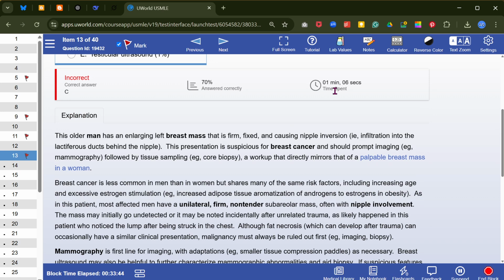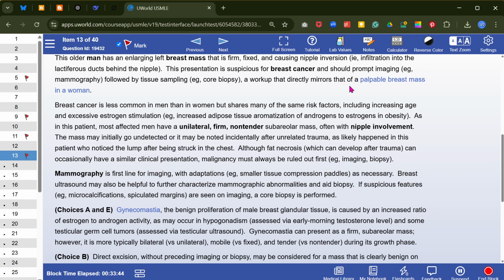Breast cancer is less common in men than in women, but shares many of the same risk factors, including increasing age and excessive estrogen stimulation, such as increased adipose tissue aromatization of androgen to estrogen in obesity. As in this patient, most affected men have a unilateral firm, non-tender subareolar mass, often with nipple involvement. The mass may initially go undetected, or it may be noted incidentally after unrelated trauma, as likely happened in this patient who noticed the lump after being struck in the chest.